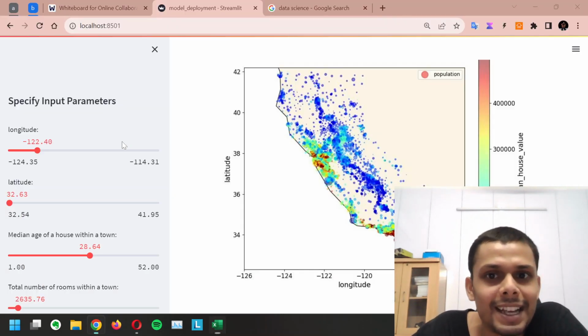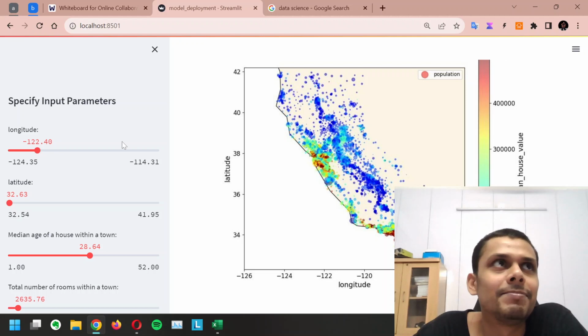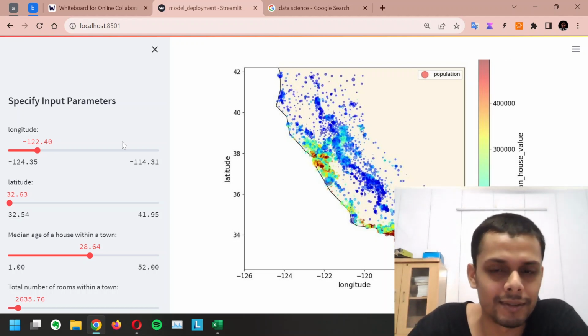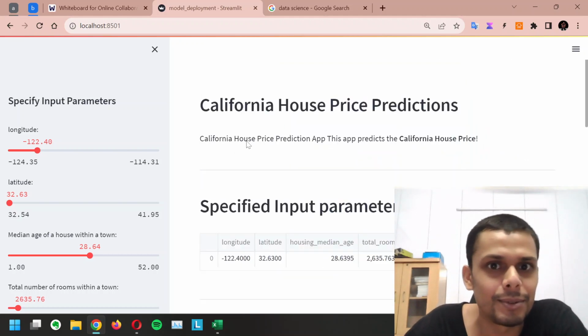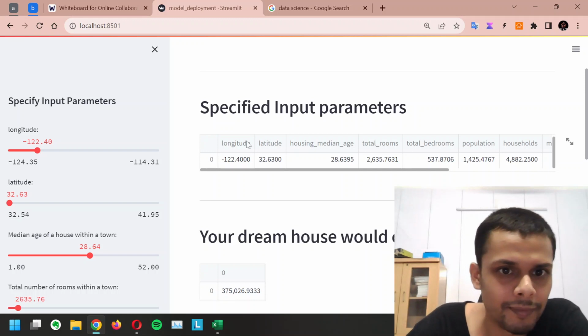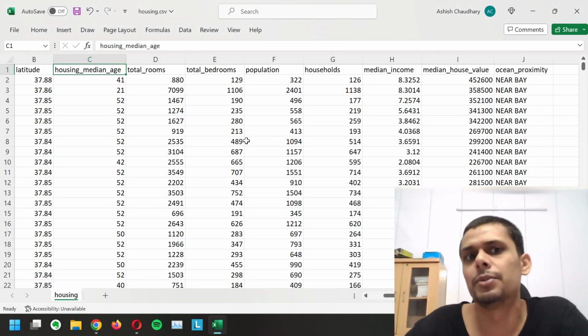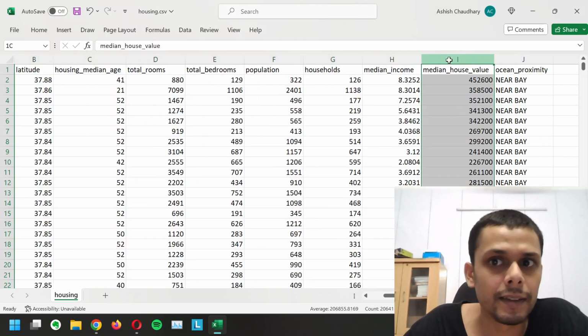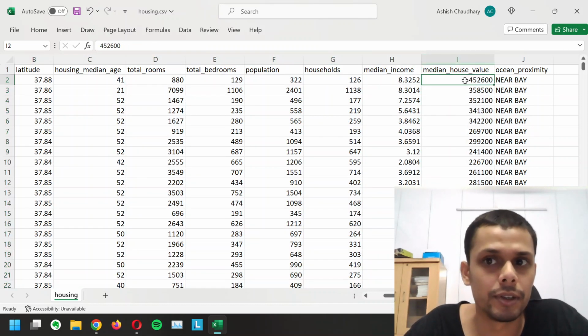So, AI, as we imagine, is some kind of intelligence which computers have. So, what is that intelligence? To drive home that point, I have made this very simple app, and what this app is doing is basically reading through all these features and predicting the median house value of one particular town.